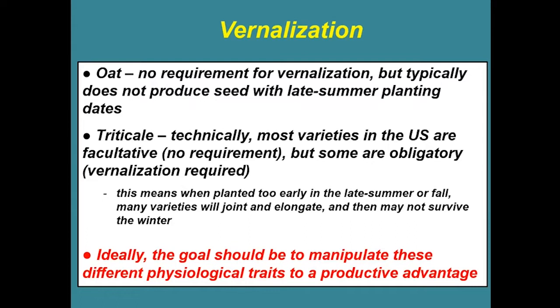What this really means in terms of management is if you're interested in using triticale, if you plant it too early in the late summer or fall, many varieties will joint and actually elongate, although they tend to be very slow to do that. And it's potential then that they may not survive the winter. Ideally, the goal should be to manipulate these different physiological traits to a productive advantage for each producer, and that's going to be dependent on their production goals.